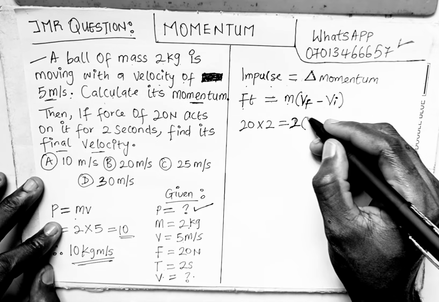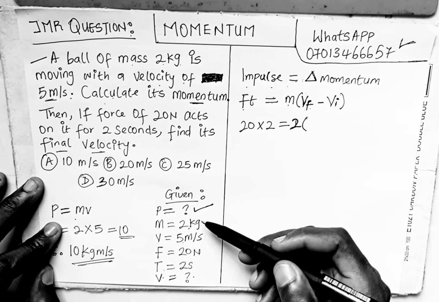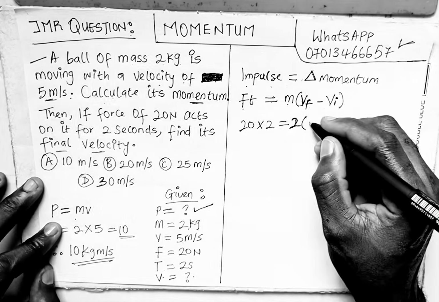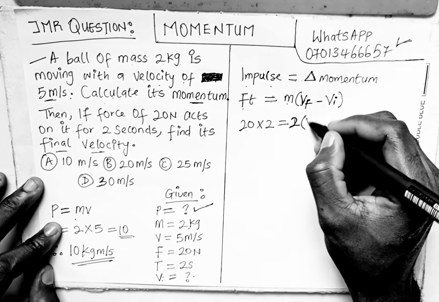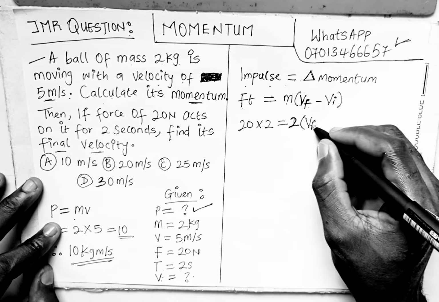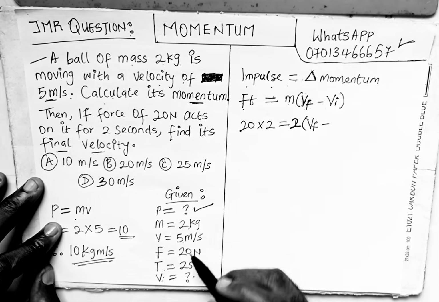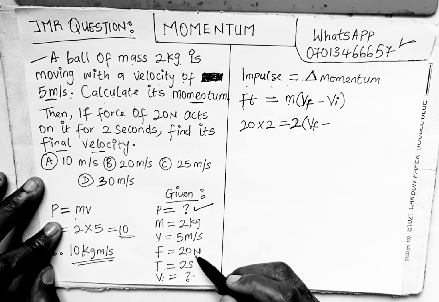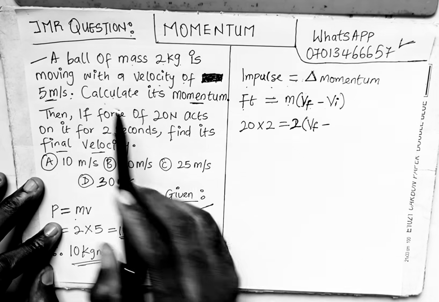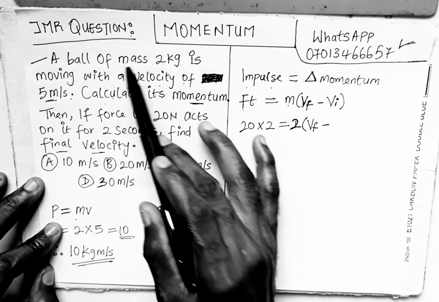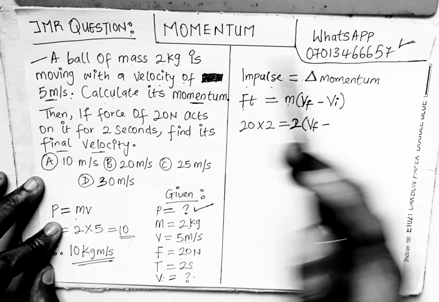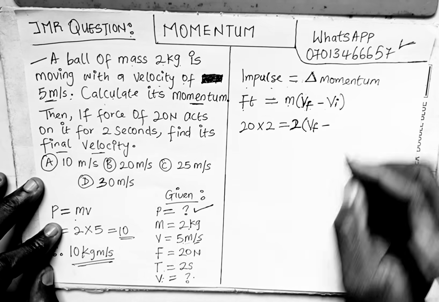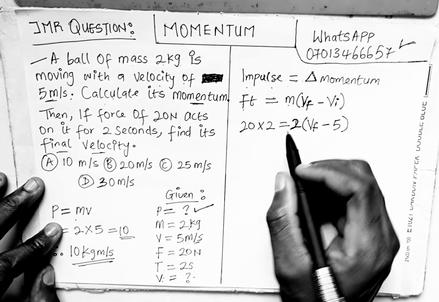Bracket open. What are we putting? Final velocity, VF, since it's the final velocity we are looking for. Then minus initial velocity. What is the initial velocity? 5 meters per second. This is the first velocity. Look at it: a ball of mass 2 kilogram is moving with a velocity of 5 meters per second. That's the initial velocity. So minus 5, bracket close. We are now going to simplify.